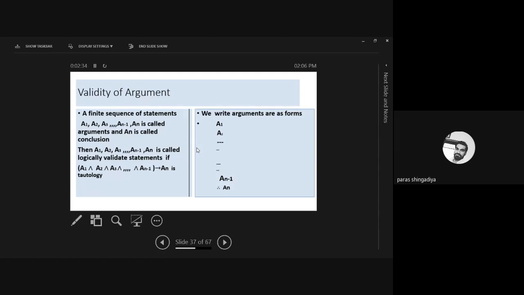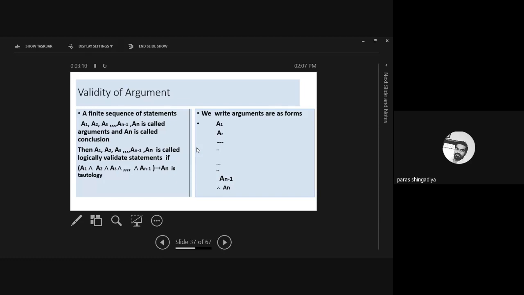These are arbitrary notations. A1, A2, A3, up to AN is called the argument, and AN is called the conclusion of this finite sequence of statements. So these are the premises, and the last one is called the conclusion. Then A1, A2 up to AN is called a logically valid argument, meaning the validity of the argument, if the formula is valid. First we have to create the formula based on the data, and then after we can say whether they are valid or not.